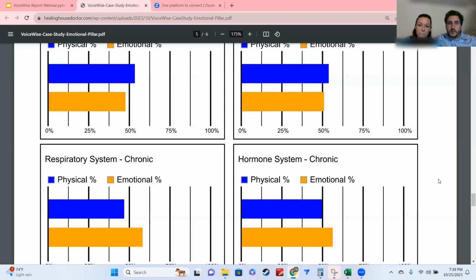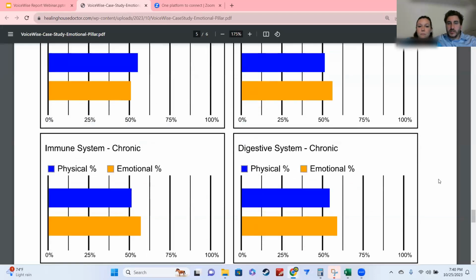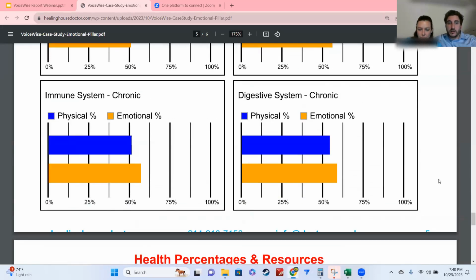And we recommend doing this report probably once a month so that you can go through different systems that need support and keep up to date with the changes that you're constantly going through, because the body goes through natural healing cycles every 3 days, 7 days, 21 days, and 90 days.